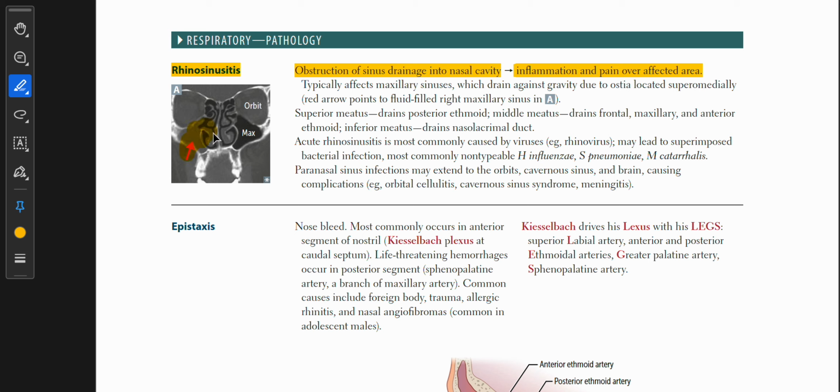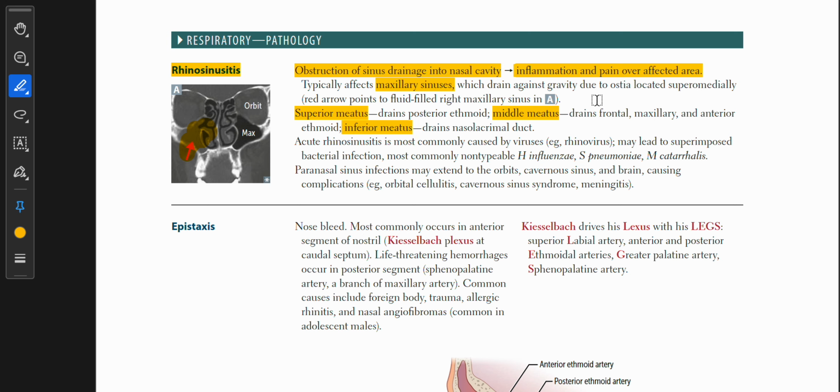There is fluid in this maxillary sinus right here. So basically the most common sinus affected by rhinosinusitis is the maxillary sinus. In the lateral wall of our nose there is the hiatus semilunaris, with three openings in that hiatus, and also there are three meatuses, which are the superior meatus, the middle meatus, and the inferior meatus.